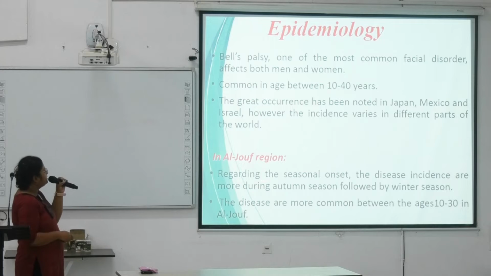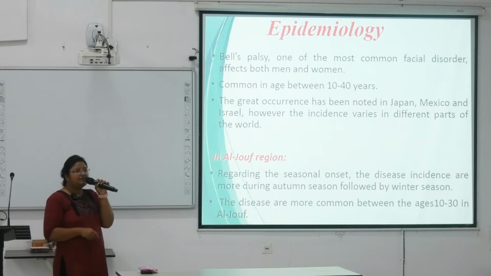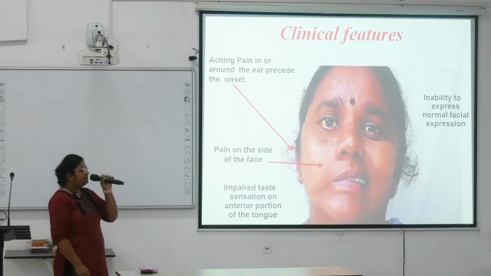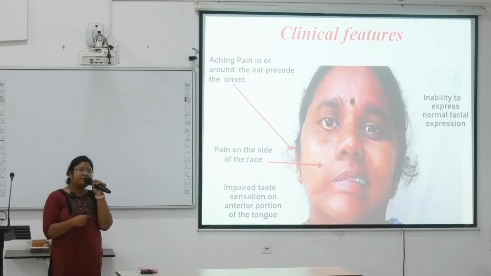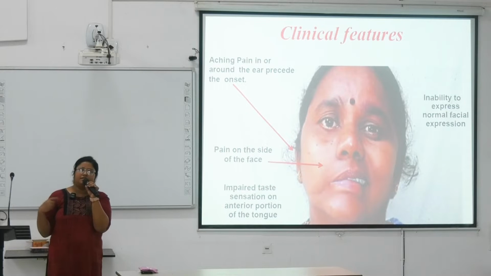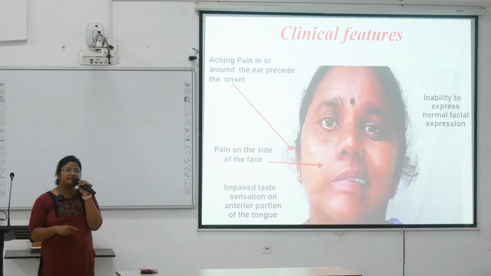Regarding the seasonal onset, the disease incidence is higher during the autumn season, followed by the winter season. This disease is more common between the ages of 10 to 30 years. This age group is mainly affected. But in diabetic patients, it occurs at older ages, mainly after 50. When there is uncontrolled diabetes, there is a high risk of this facial palsy.